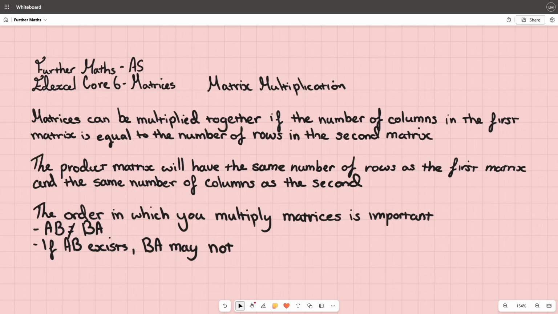But the order in which you multiply matrices is very important, because let's say, for example, you have matrix A and matrix B. The multiplication of AB does not equal BA, and even if AB exists, BA may not, because the number of rows and columns have to match for them to be multiplied, and that may be the case for one way round, but it might not be for the other.